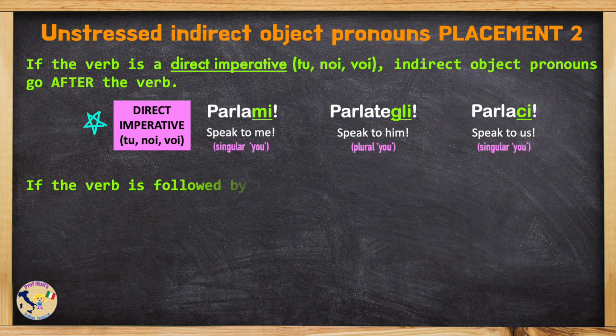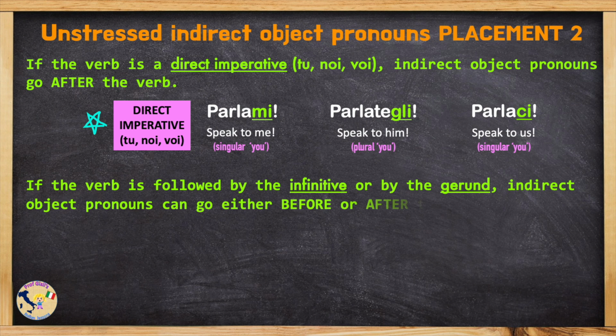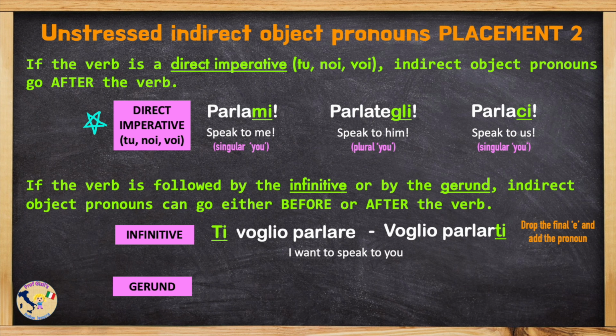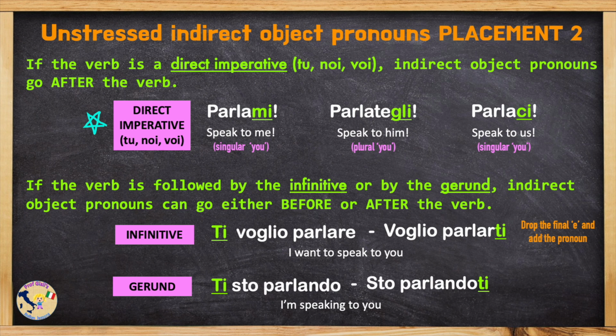If the verb is followed by the infinitive or by the gerund, unstressed indirect object pronouns can go either before or after the verb. Here are some examples. Infinitive: ti voglio parlare, voglio parlarti. When the pronoun is added at the end of the infinitive, you always have to drop the final e before adding the pronoun. Gerund: ti sto parlando, sto parlandoti. Okay, let's move on to stressed indirect object pronoun forms now.